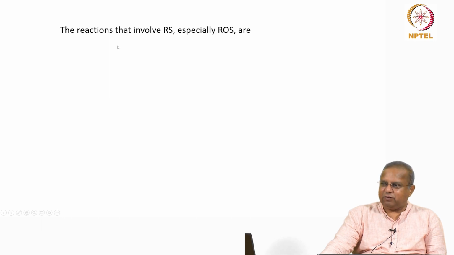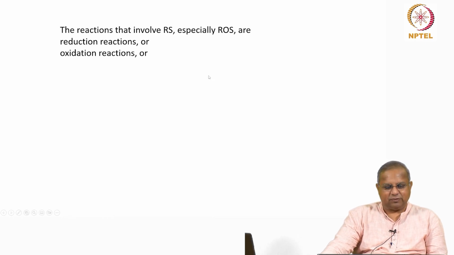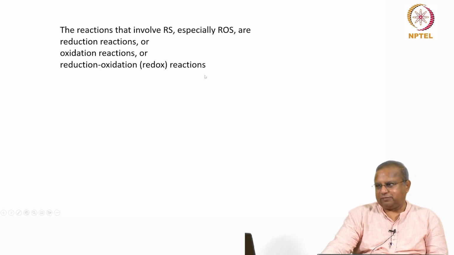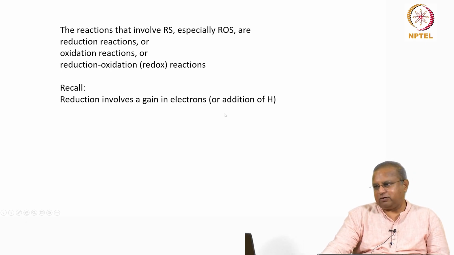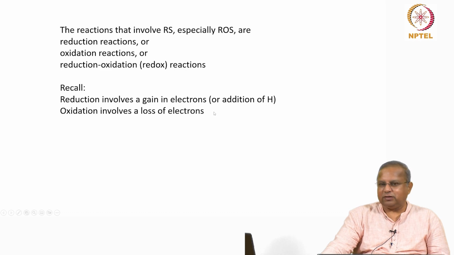The reactions that involve reactive species, especially the reactive oxygen species, are reduction reactions obviously, or oxidation reactions, or reduction-oxidation reactions. So, these are the kind of reactions that typically the reactive oxygen species go through. Now, again in a recall mode, we will have to be clear about this. Reduction involves a gain of electrons or an addition of hydrogen, as we saw a couple of classes earlier.